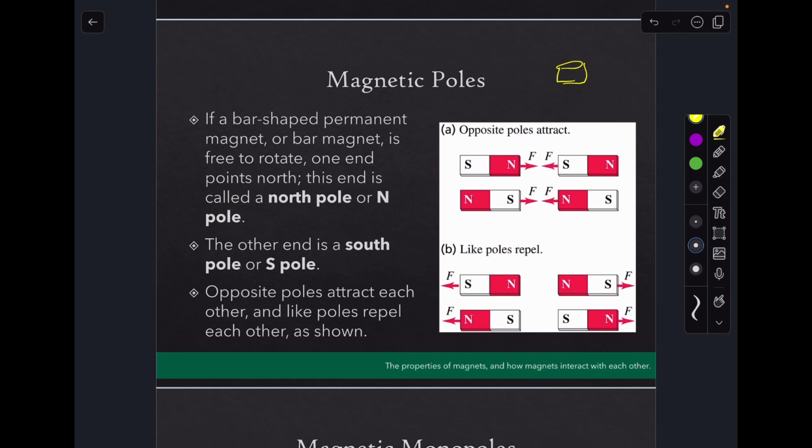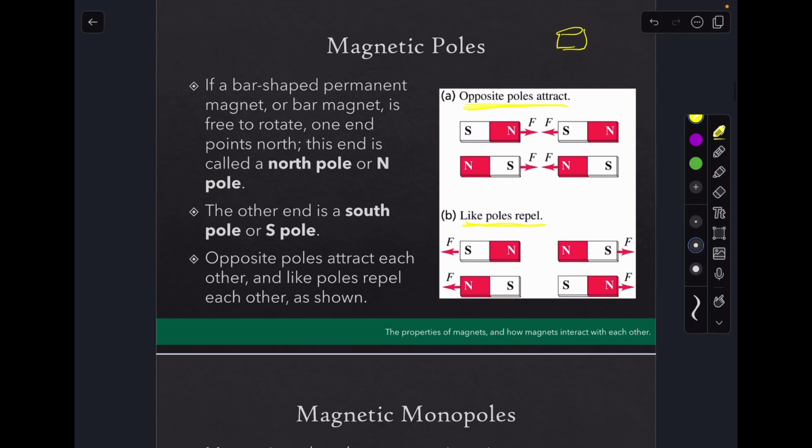Well, any of these magnets, they have poles, okay? So every magnetic object has a north pole and a south pole. And in general, the opposite poles attract each other, and the like poles repel each other, okay? So opposites attract, like repel, same business as charged particles, okay? So that's observation number 1.